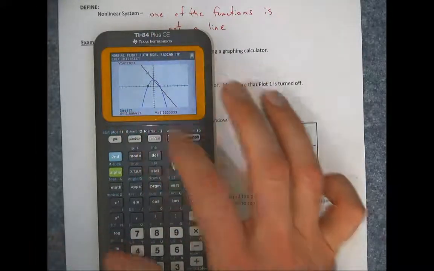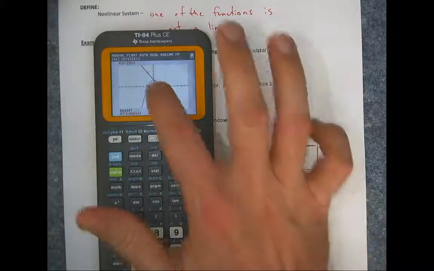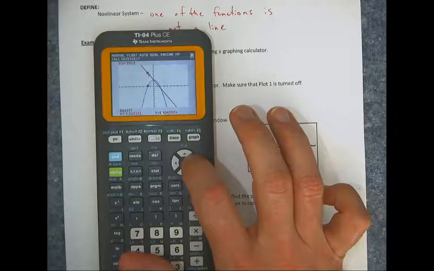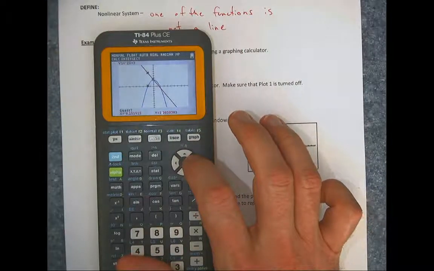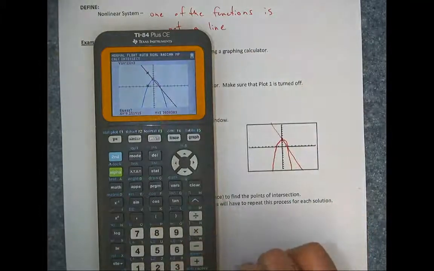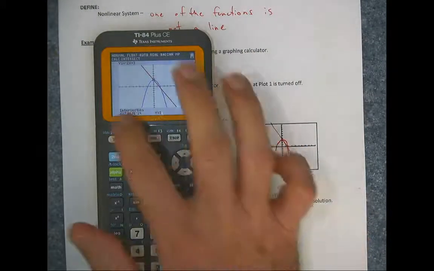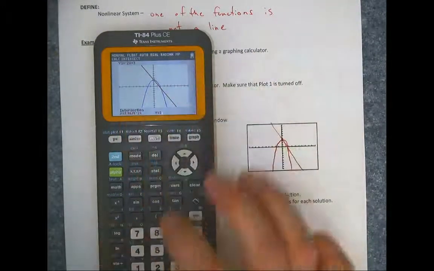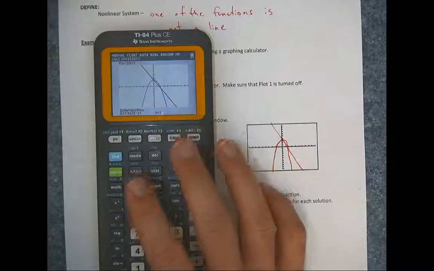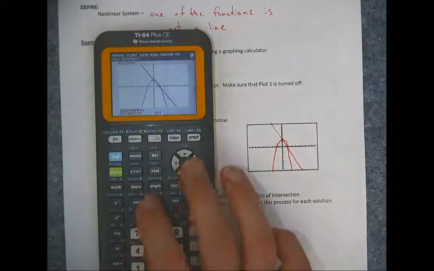Now when it says guess, after you hit first curve, second curve, you want to scroll over next to the intersection because there could be more than one. The calculator needs to know which one you're looking for. So I'm going to look for that one. I'm going to hit enter. And that didn't really come out to a nice number, did it? Sometimes this happens when you start scrolling all over the place. So I'm going to redo it.